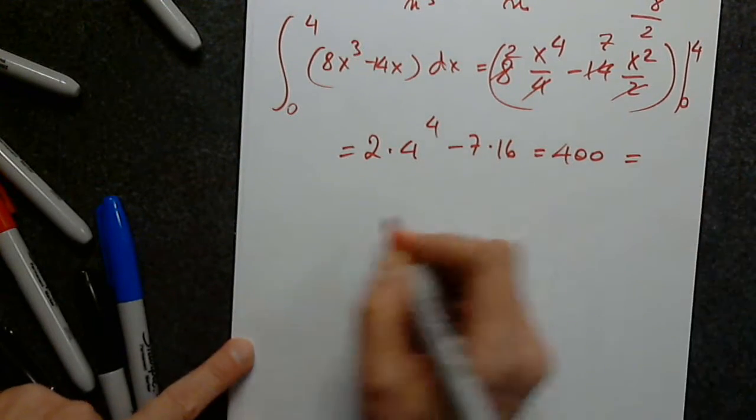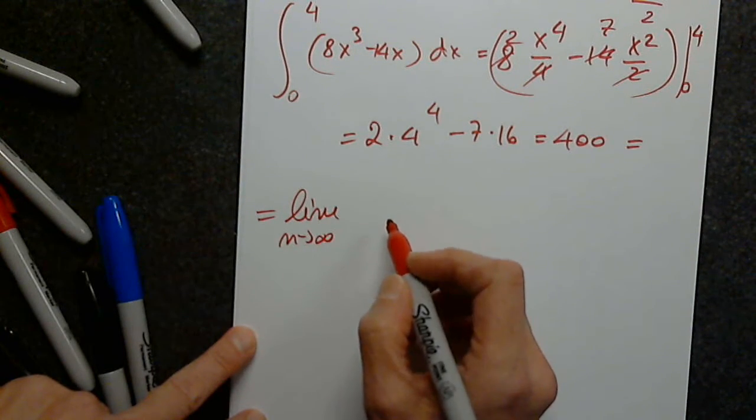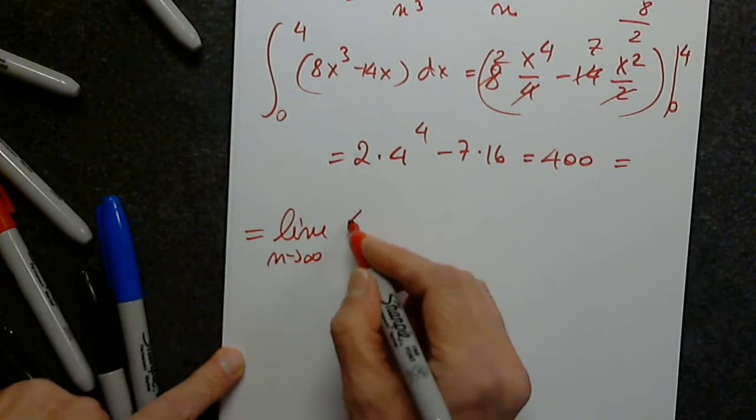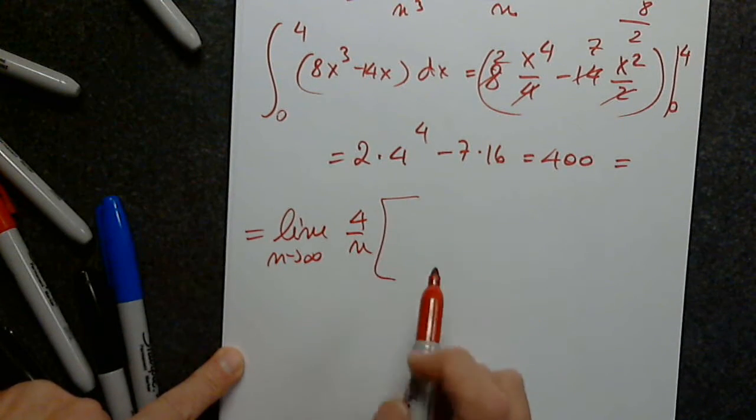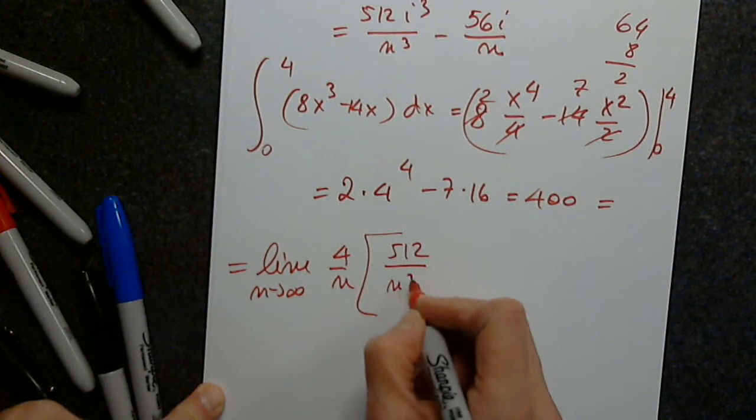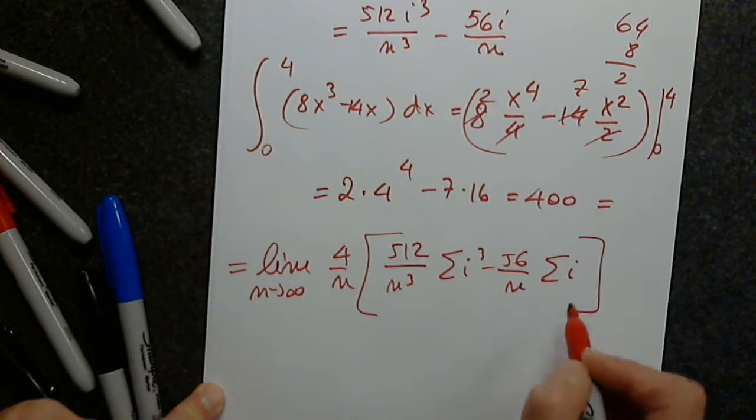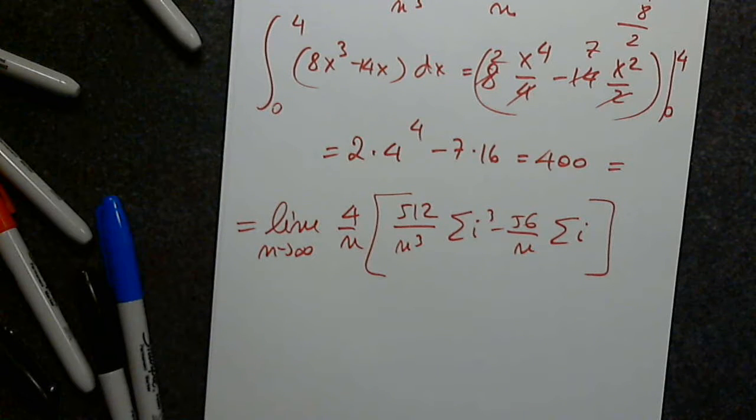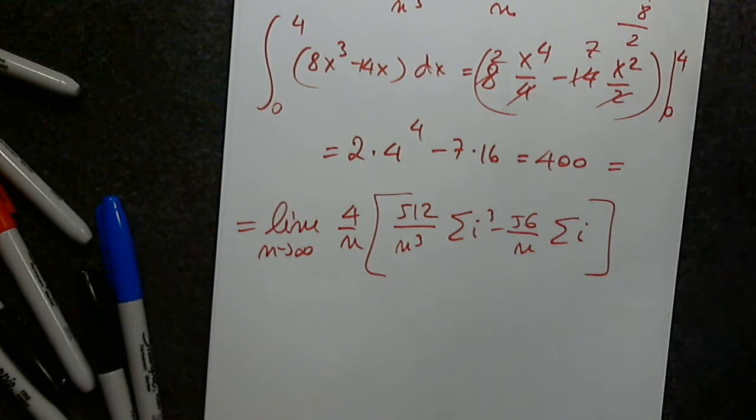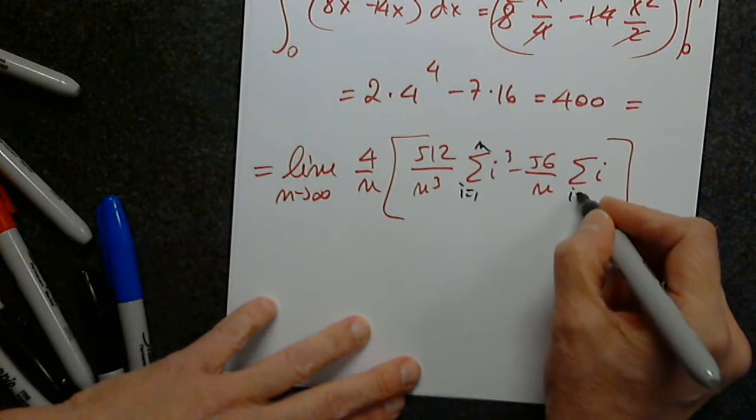So this is also definitely equal to the limit as n approaches infinity, with delta x in front, 4 over n. And now I'm going to put the sum of the first term, which is 512 over n cubed, the sum of I cubed, and minus 56 over n, the sum of I, just in order to cut back on writing a little bit. Are you with me so far? Yes? Okay, from 1 to n, of course.